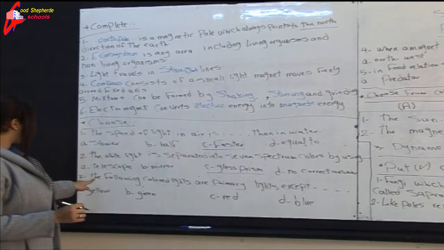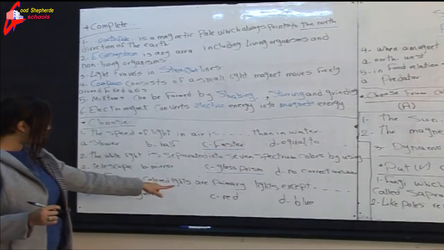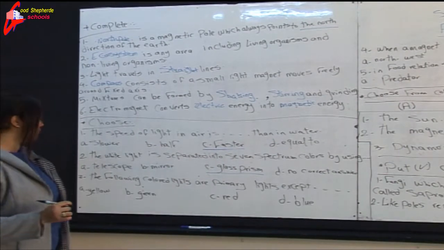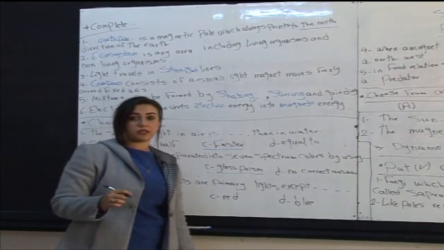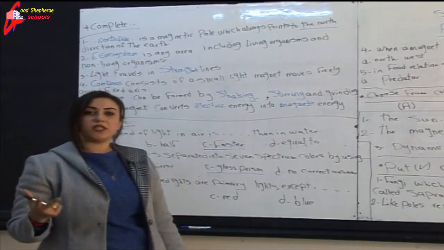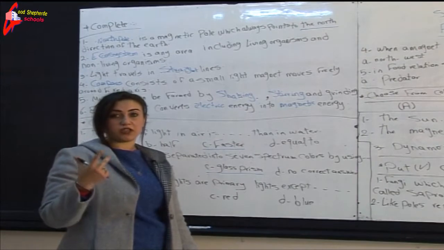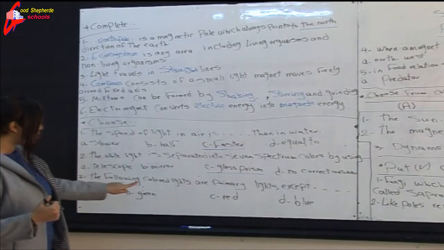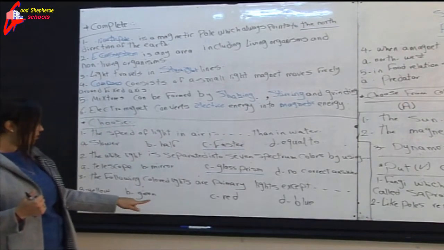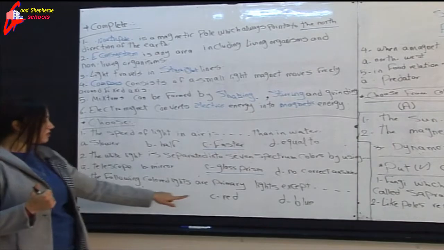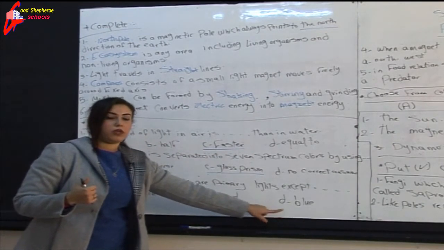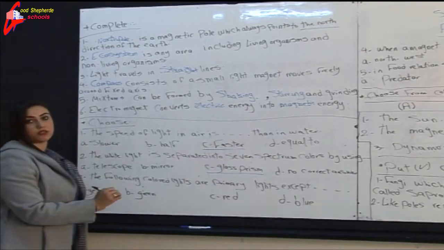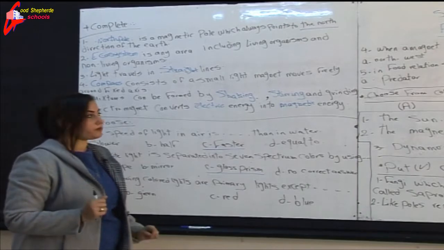Number 3, the following colored lights are primary lights except: yellow, green, red, blue. Do you remember the primary colored lights are red, green, blue, but the secondary colored lights are yellow, magenta, and cyan? So this point number 3 talks about primary colored light. As we know, primary colored lights are red, green, and blue, except one of them, so the yellow is the secondary colored light that is made by mixing red with green.